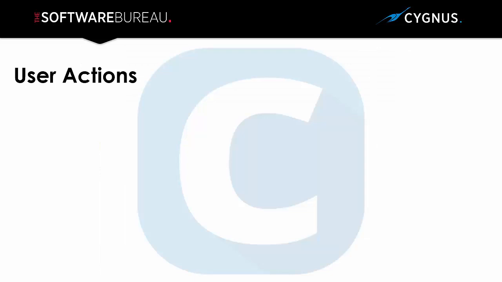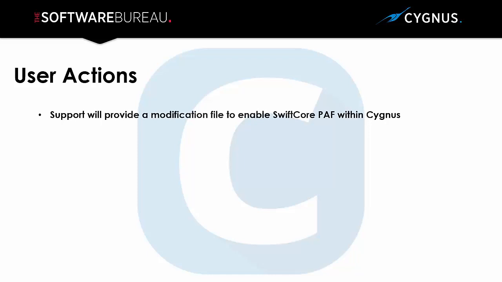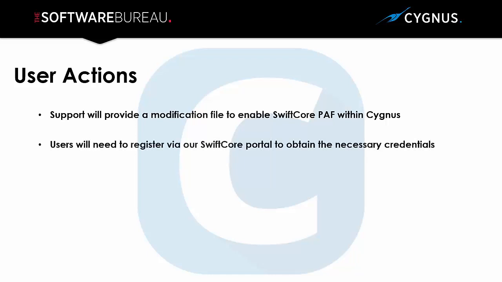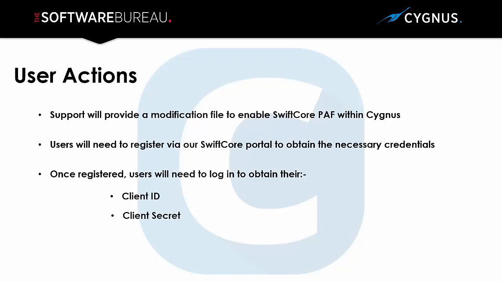There are a number of user actions that you'll need to go through in order to get your SwiftCore PAF up and running. One is that support will provide you a modification file to enable SwiftCore PAF within Cygnus. When you upgrade, get in touch with us and we'll get that modification file over to you. Users will need to register on our SwiftCore portal to obtain the necessary credentials. And once registered, users will need to log in to obtain their client ID and their client secret.